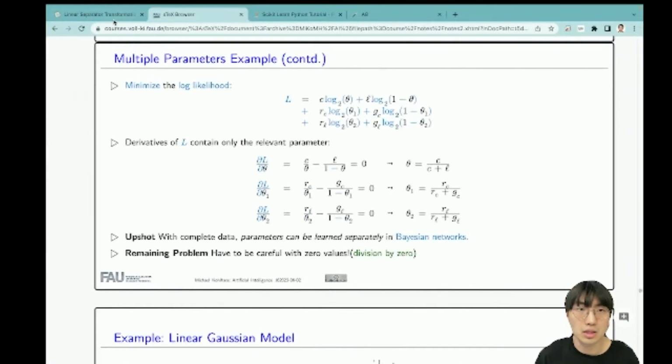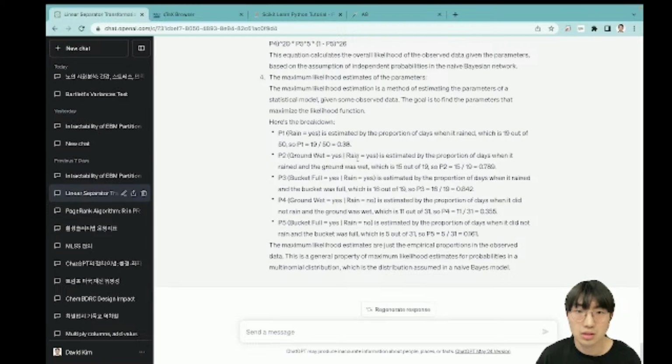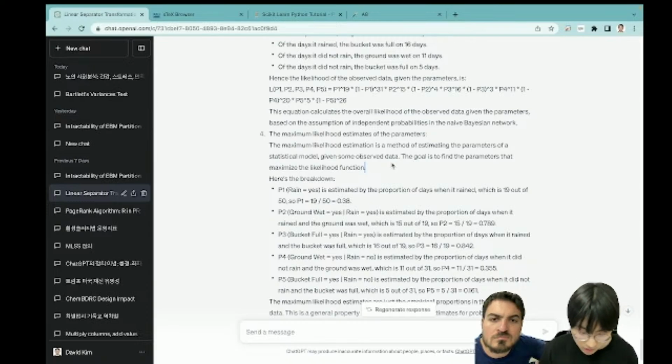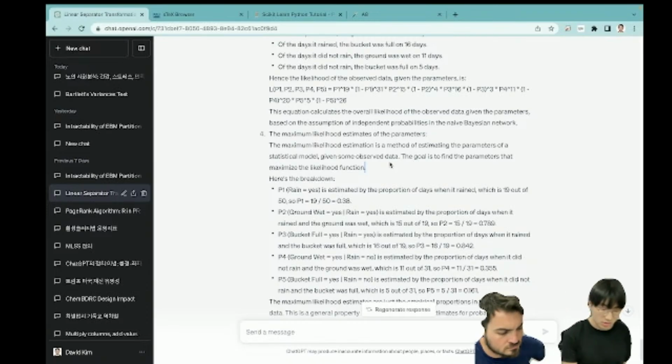So let's go to ChatGPT's solution. So here, the maximum likelihood estimation of the parameters of the statistical model given observed data. The goal is to find the parameters that maximize the likelihood function. So we want to find these parameters to maximize this likelihood.